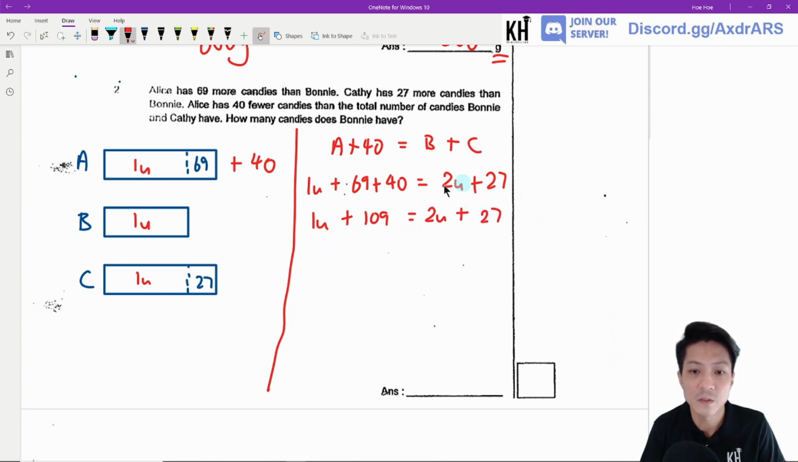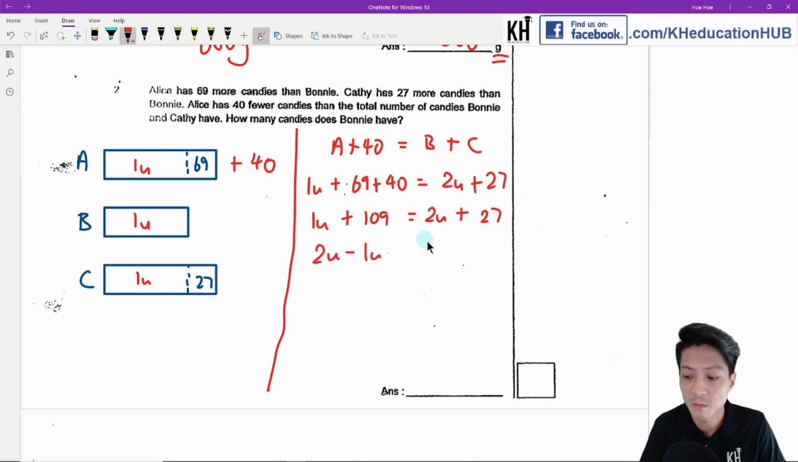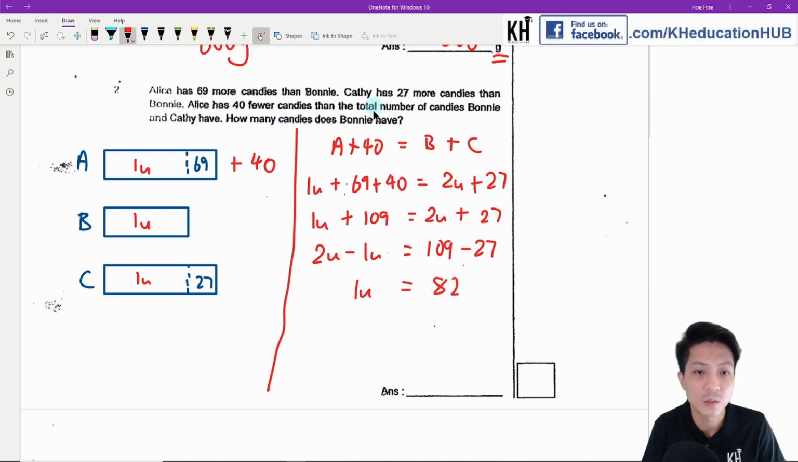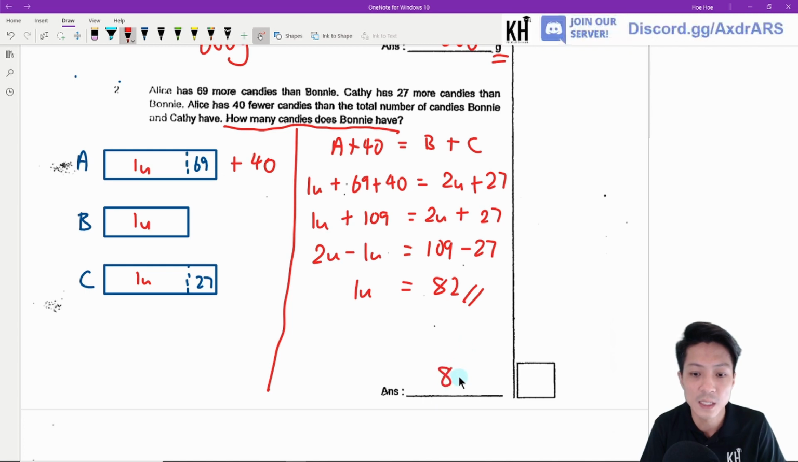At this point, if you're not so sure how to solve it, you need to draw the model, but I'm not going to move into the model drawing part. 2 unit minus 1 unit is equal to 109 minus 27, which means that 1 unit is equal to 82. The question is asking how many candies Bonnie has. So Bonnie is 1 unit, and this 82 is the answer.